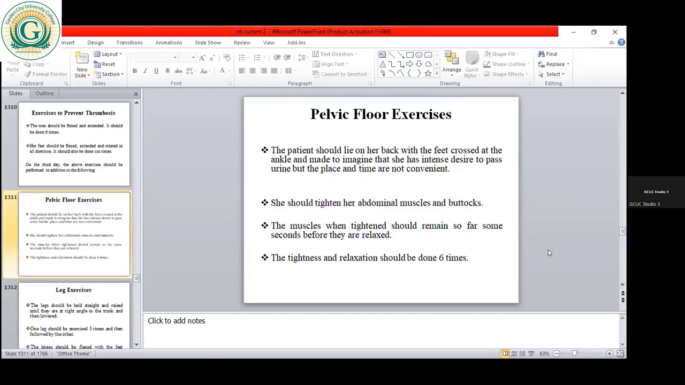She is in a meeting. Take it like the woman is in a meeting, or she's moving with the opposite sex, she wants to urinate, and the time is not up, so she's holding the urine back. When she does that, she should tighten her abdominal muscles and buttocks. The muscles, when tightened, should remain so for some seconds before she relaxes them. The tightening and relaxation should be done 6 times, and it will affect the pelvic floor.